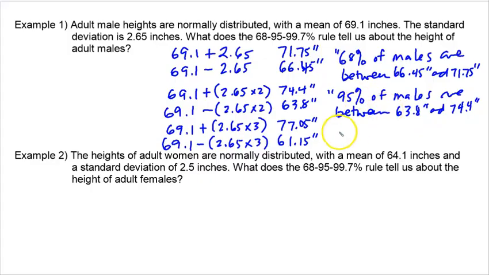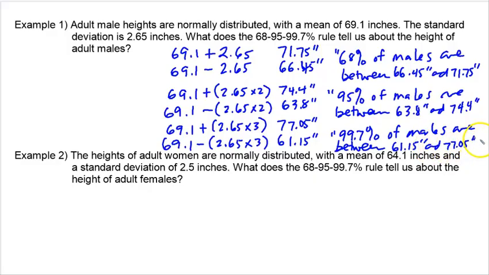61.15. And then you would finish that off with 99.7% of males are between those 2 measurements: 61.15 inches and 77.05 inches.